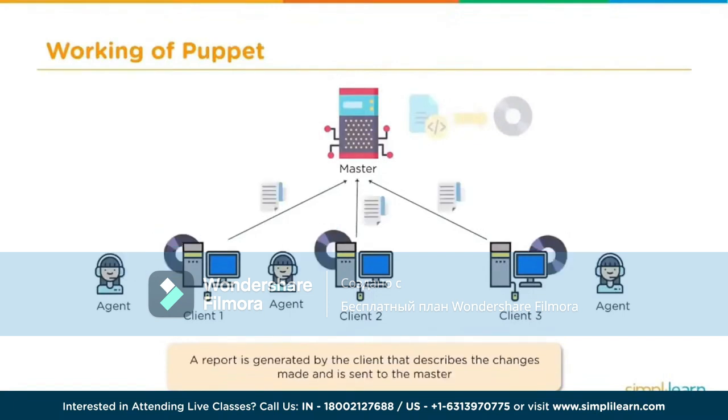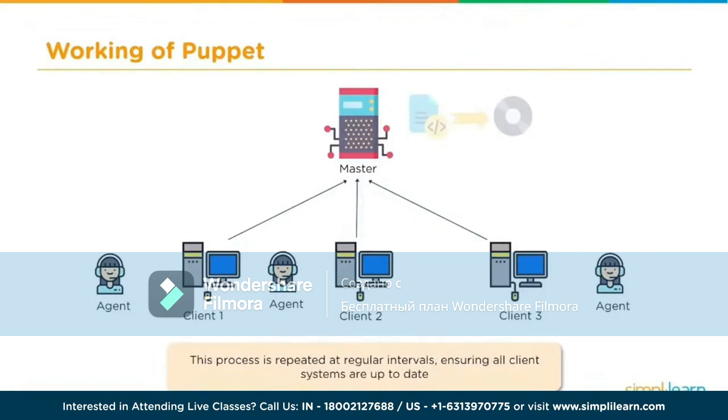Once executed, these catalogs make the required changes on the client and a report is generated. This report is then sent back to the master. So the master keeps a record of all the changes that are made in the system, and this comes in very handy when one of the systems fails and it's required to be rolled back to its previous working state. So this entire procedure can be repeated n number of times and can be repeated at regular intervals. So if you have a scenario where a system needs to be configured every 30 minutes, what you can do is you can set your interval and automatically every 30 minutes your systems will be configured.